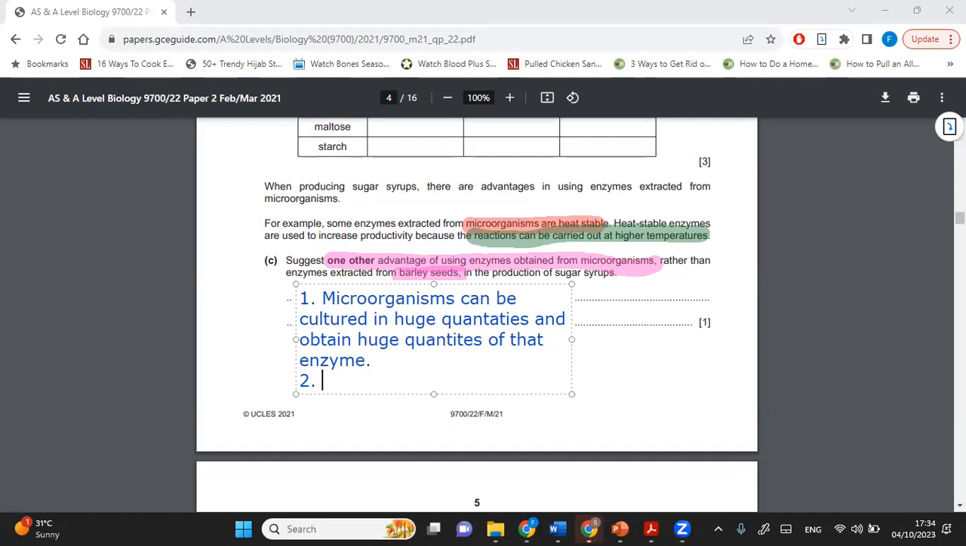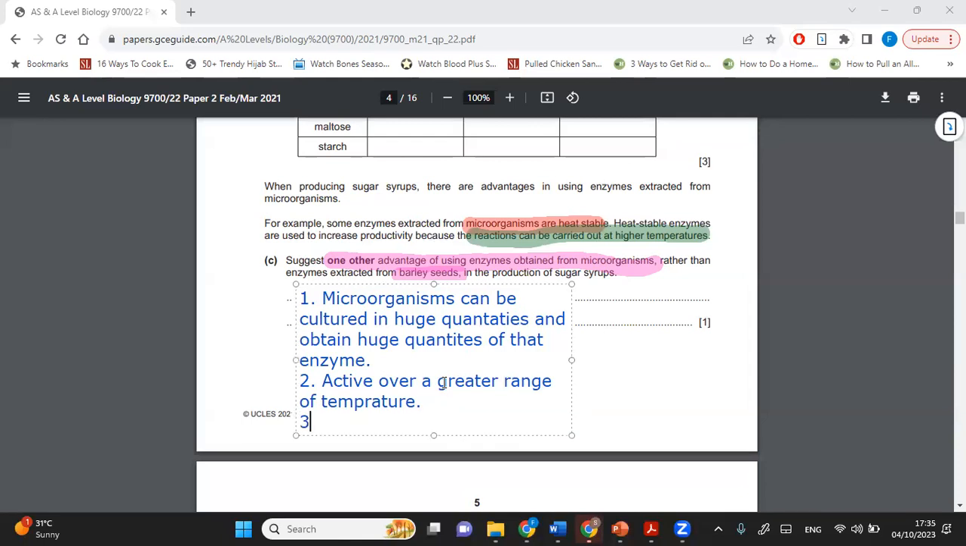It's heat stable. Think about that. Since it's heat stable, it will be active over a range of temperature. It's not going to be acting just at the optimum temperature. It's going to be active over a range of temperature, especially a greater range of temperature. That's the important thing, right? It will be active over a greater range of temperature.